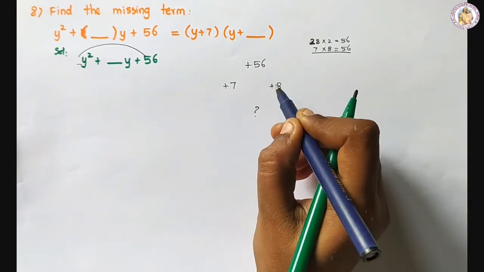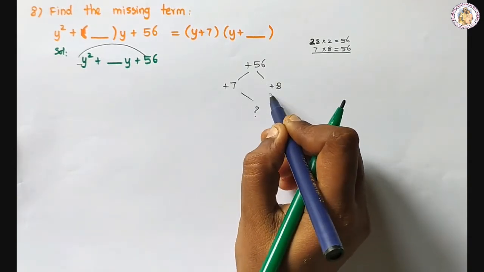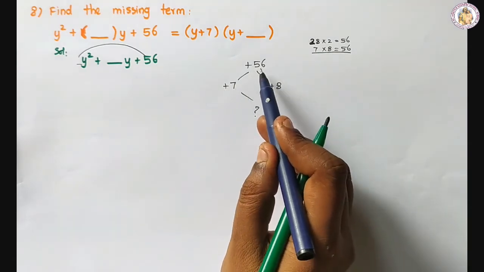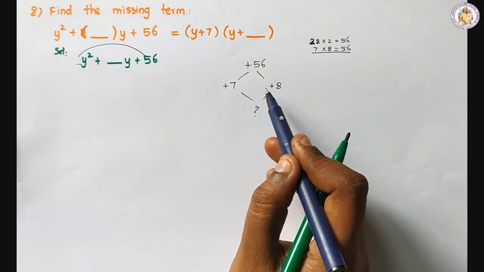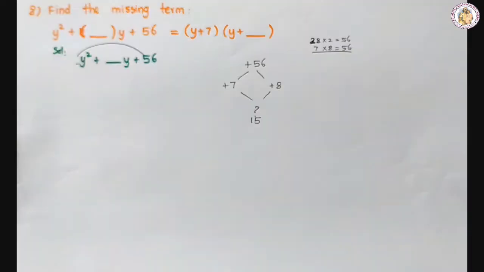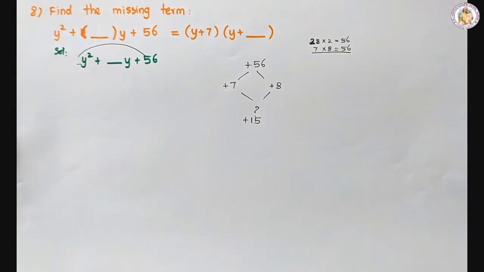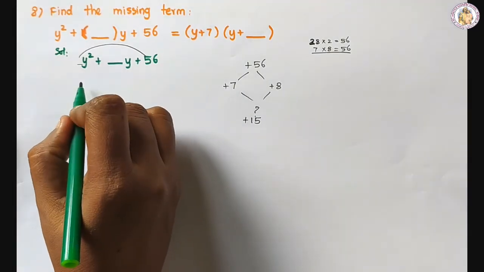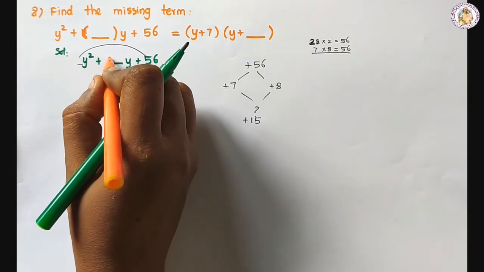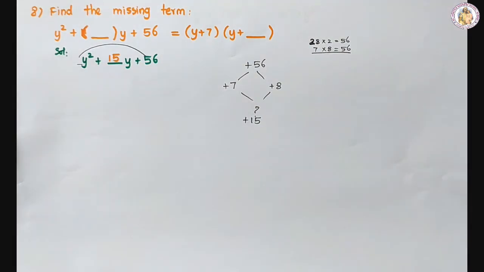Plus 7 and plus 8. Multiply means we get 56. 7 8s are 56. Add means both are the same sign, so add means we get 15. So the number is plus 15. Now here 15, right?